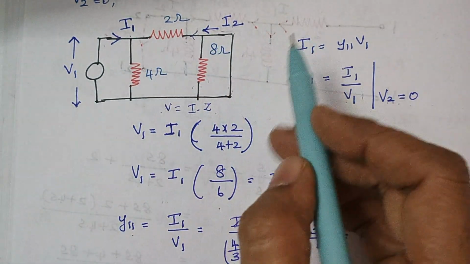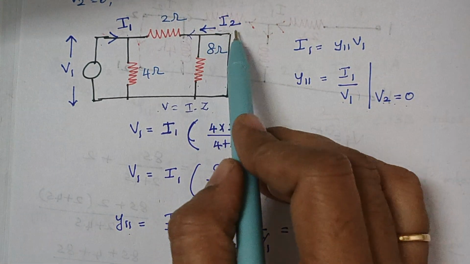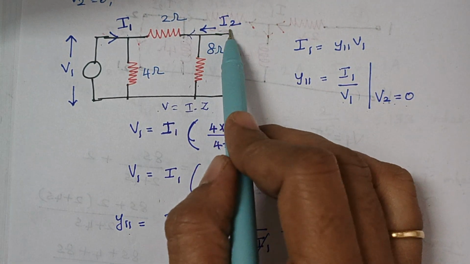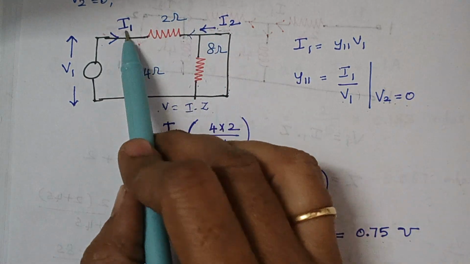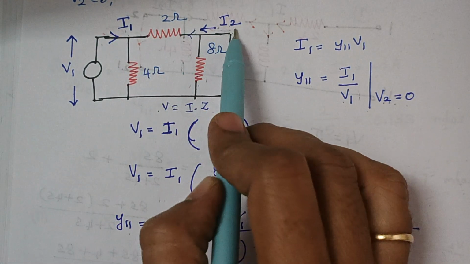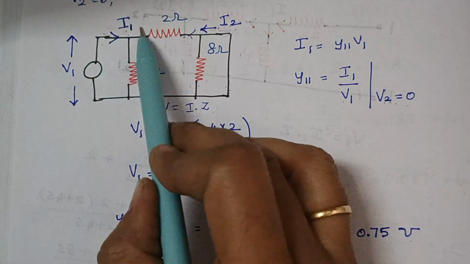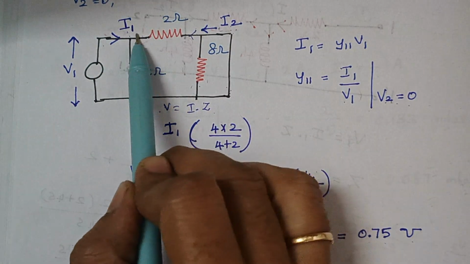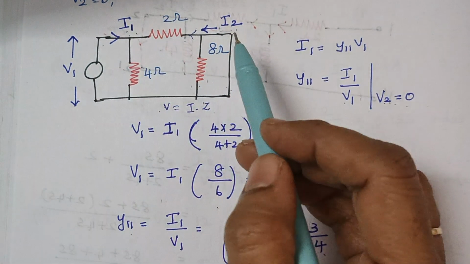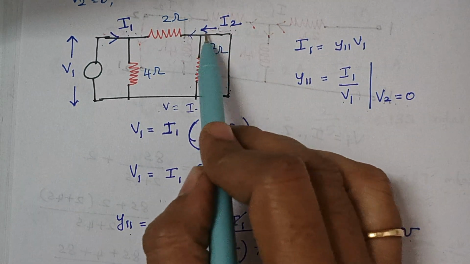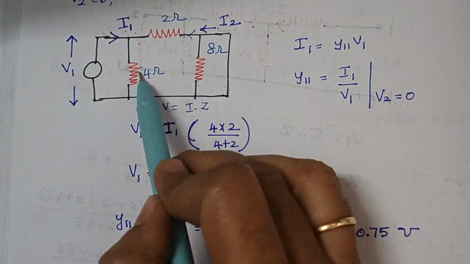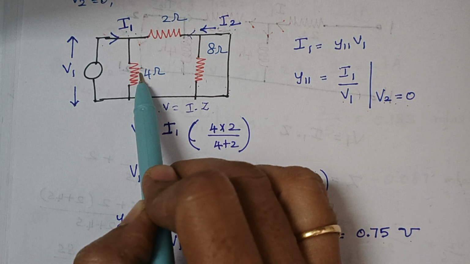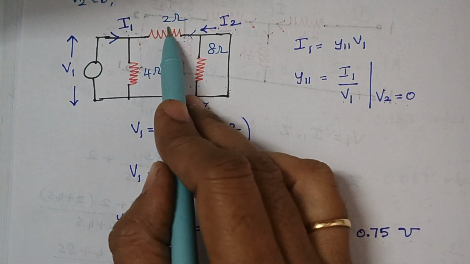Here I2, I am writing it as minus I2 because this is opposite to the direction of I1. So minus I2 is given by total current I1 into opposite resistance. The resistor which is opposite to this is 4 ohm, divided by total resistance, which is 4 plus 2.